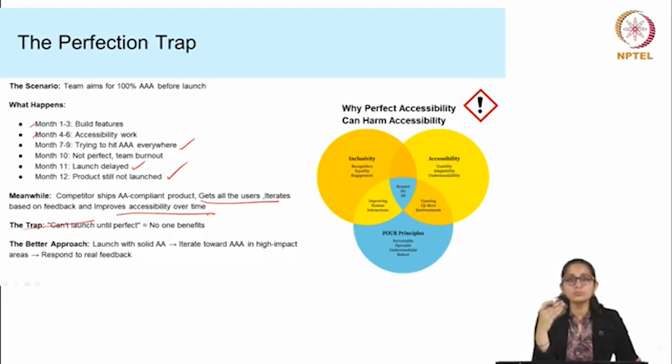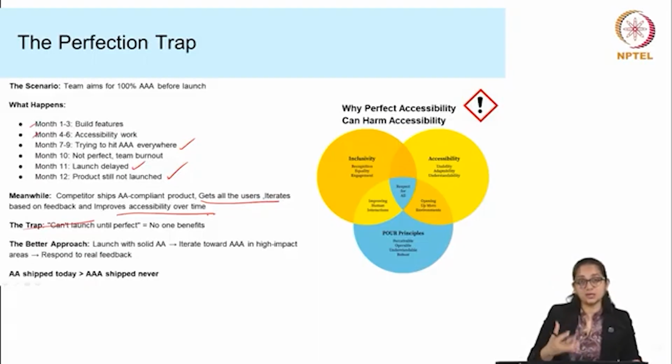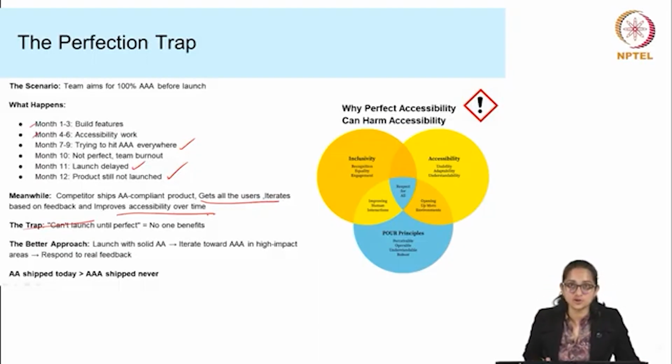You iterate towards AAA in high impact areas, and you respond to real user feedback. So wherever there is a need, okay, this part needs a better user experience, maybe you can aspire to include AAA features in that particular segment of the user experience. So AA shipped today can offer more benefit than AAA which is never shipped at all.